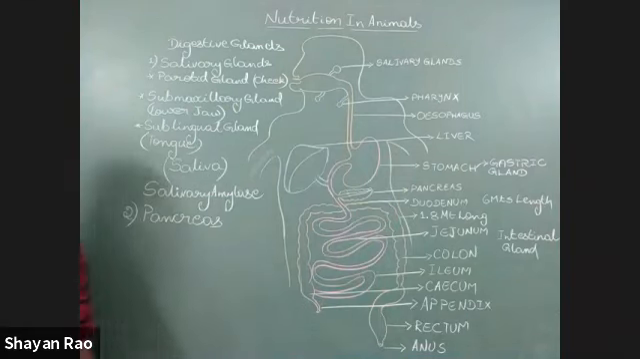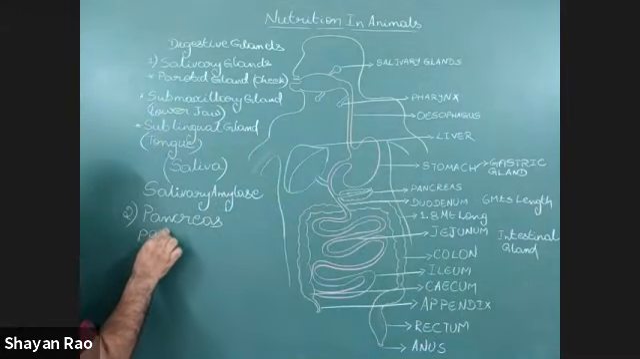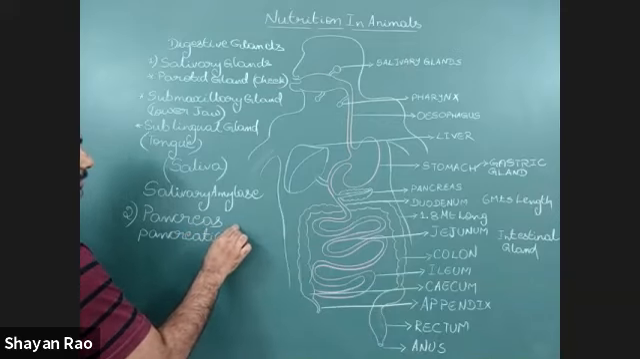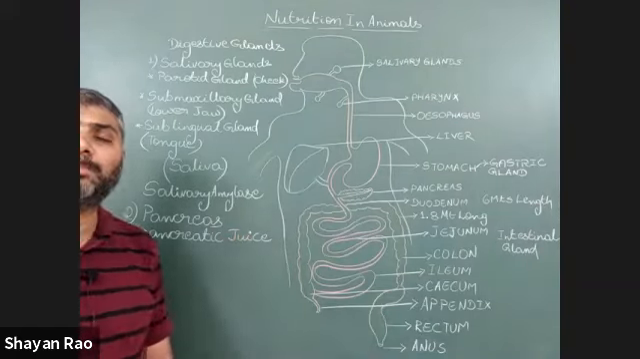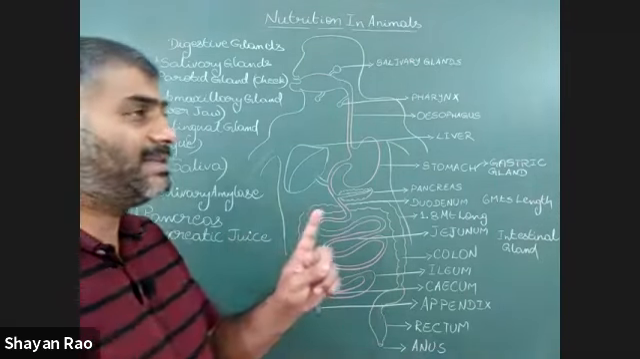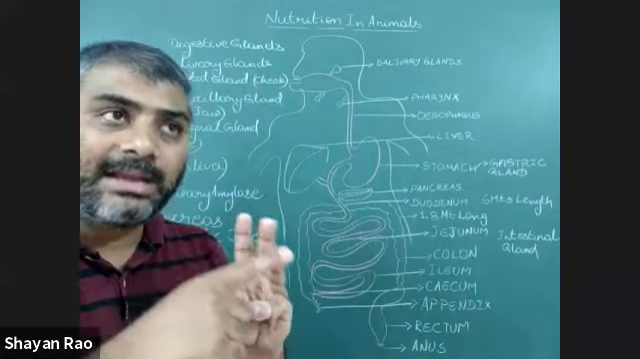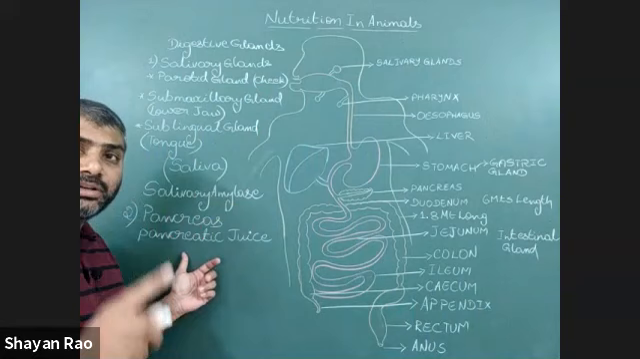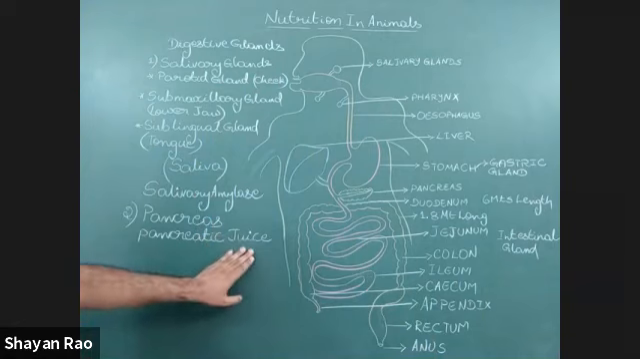So this pancreas secretes pancreatic juice or pancreatic enzyme. This pancreatic juice has so many different types of enzymes in it, such as pancreatic lipase, pancreatic trypsin, pancreatic amylase. We'll come to that part later. That is all responsible for the digestion of the food into simpler food molecules. So for that you require the pancreas with pancreatic juice.